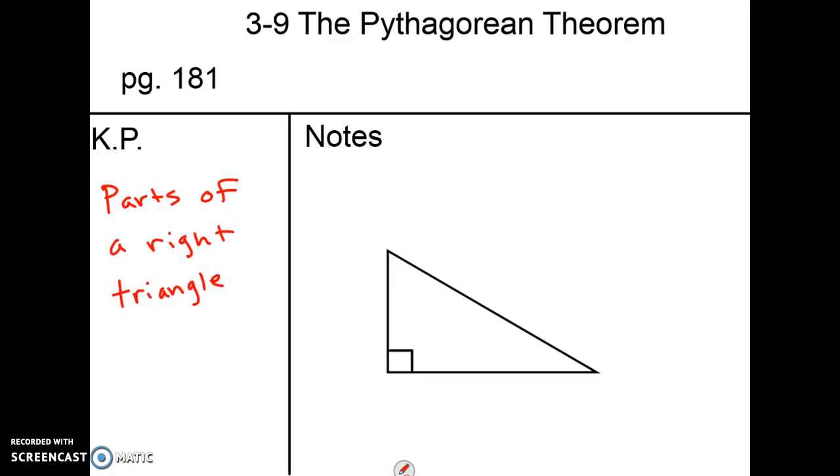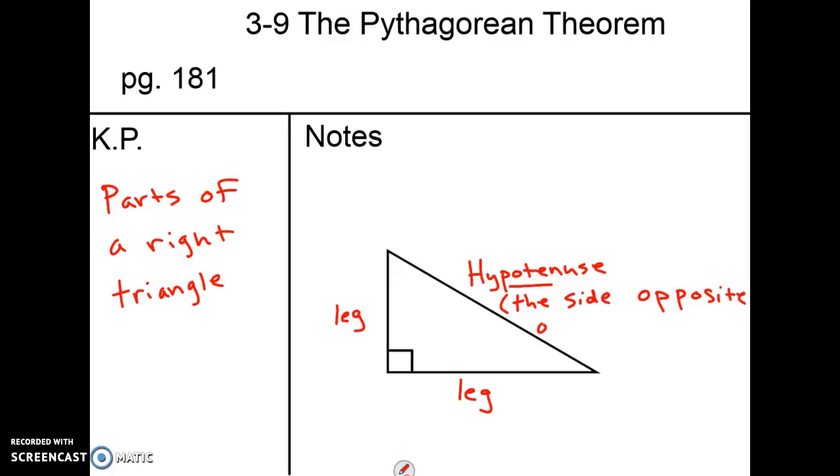A triangle obviously has three sides, but when we're talking about the Pythagorean theorem, we actually have some names associated with them. So here there are the two shorter sides. They're called legs, and the longer side is called the hypotenuse. And the hypotenuse is actually defined as the side that is opposite of the right angle. So it's always going to be the opposite side of wherever the right angle is. Although it's going to be the longest side, that's not part of the definition.